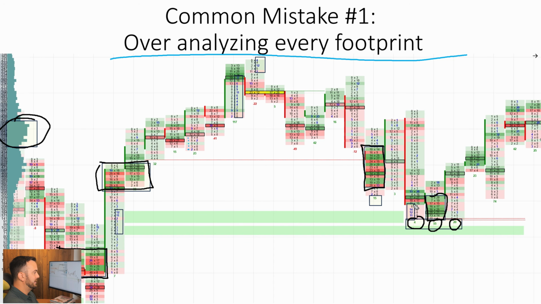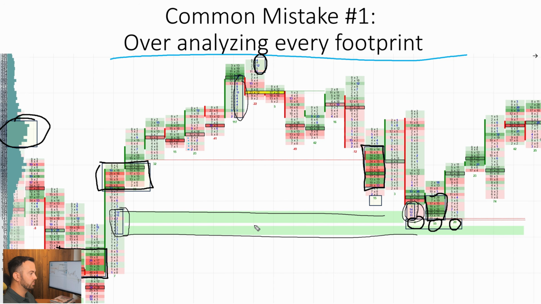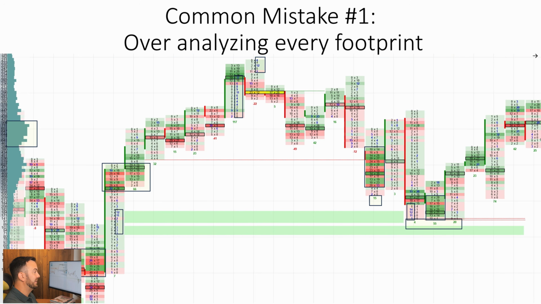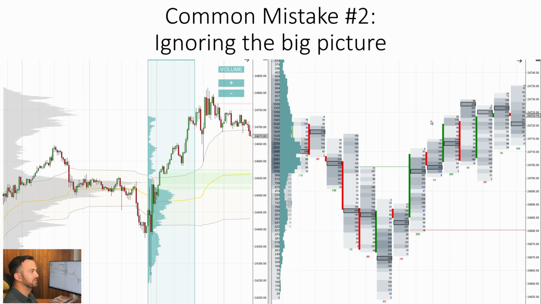You should look at the imbalances here or here or here. Those are trapped traders, so keep an eye on those as well. Stacked imbalances like those, because they represent strong support and resistance zones, like in here. As you can see, the price made a beautiful reaction to that. So keep an eye on those important things, the big things, not every single number, right? So don't overanalyze the order flow. It's a mistake that so many traders make, but don't do that.